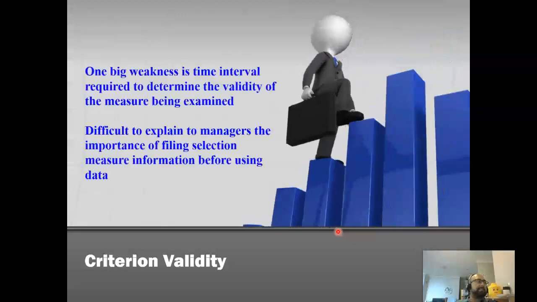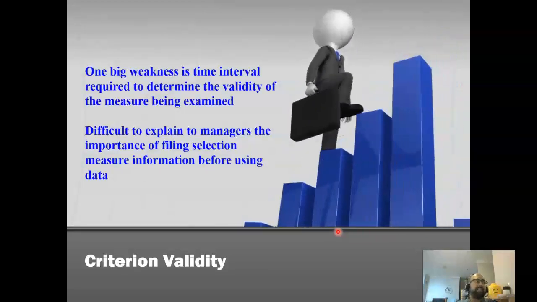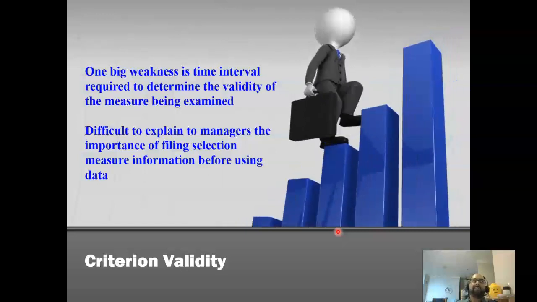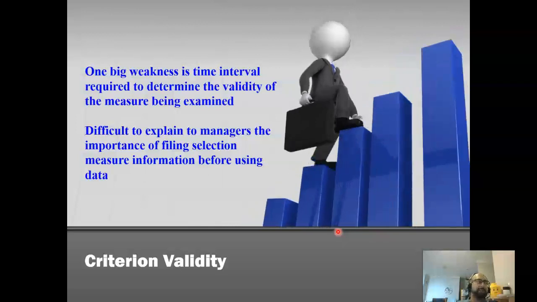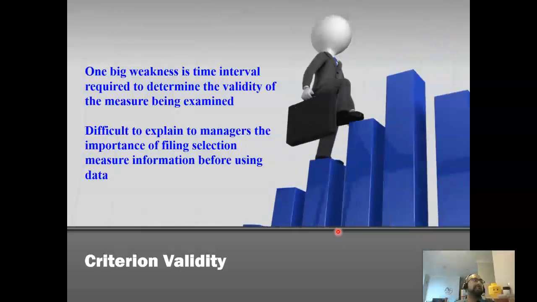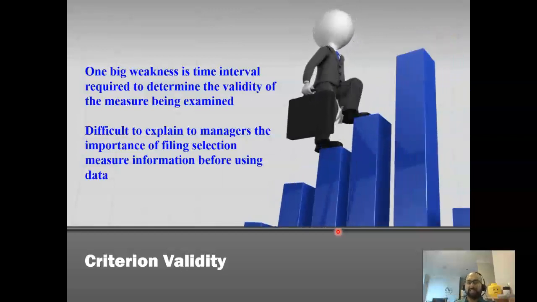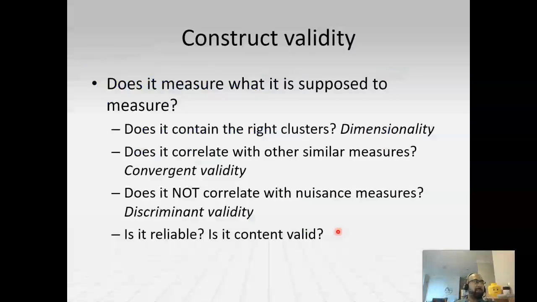Now, class, with criterion validity, as you've worked out, one of the hardest things really is the time interval involved, especially for predictive validity. And it can be difficult to explain to managers why it's important to file all this selection information before using the data. It can be quite tricky, but it is worthwhile.